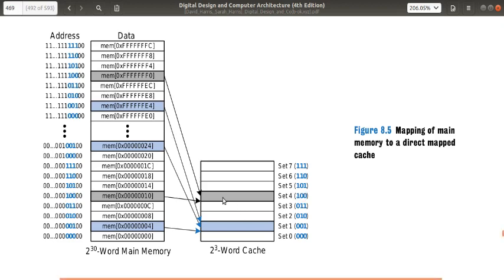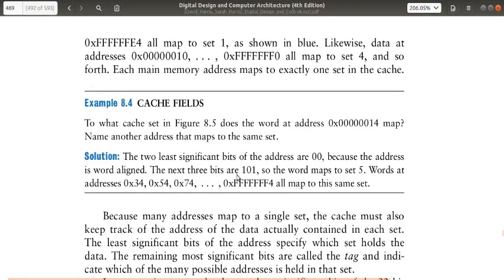Since there is only one block per set in this particular mapping, or even in direct mapping, at any given time each set can only handle one block. So if you take this particular block and put it here, and after a while the processor wants to access this other block, then you will have to remove this block from the cache memory and put this one here. Similarly for every set.